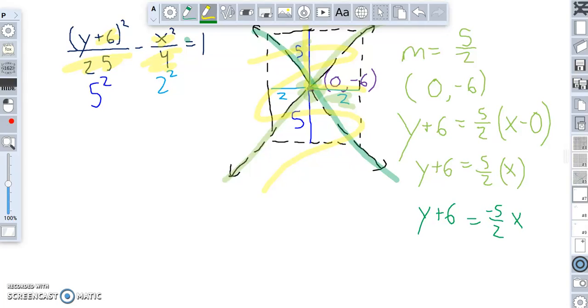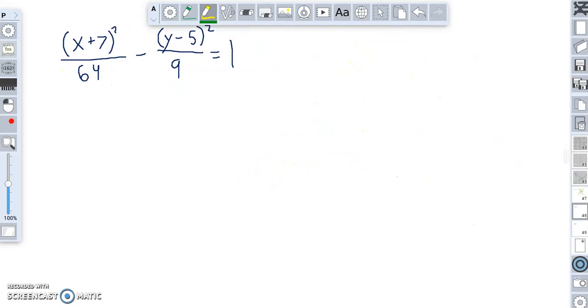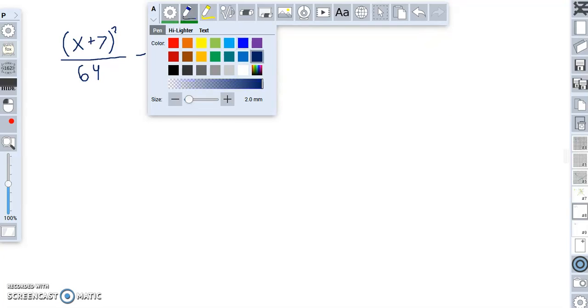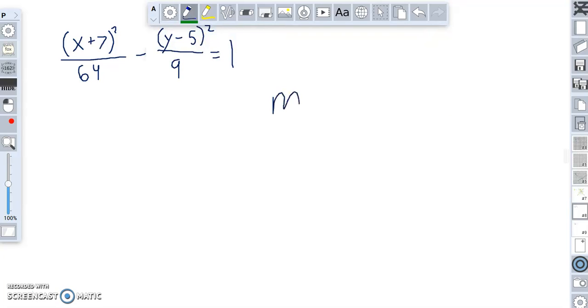Let's see if I can write some of that and explain it. For this one, I think to myself, I don't even need to do a box. I'm going to end up with a slope. In my box, I'm going to go up by 3, because that's the square root of what's under the y. And I'm going to go to the right by 8. This is 3 squared and this is 8 squared. So I'm going to go up 3/8. So my slope is going to be 3/8. And I'm going to pass through the center. The center is -7/5.